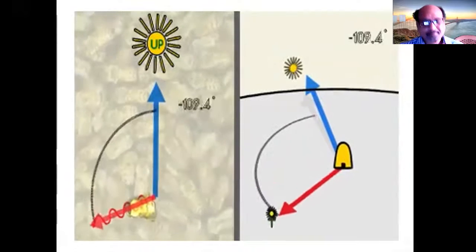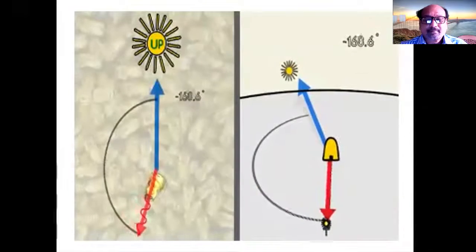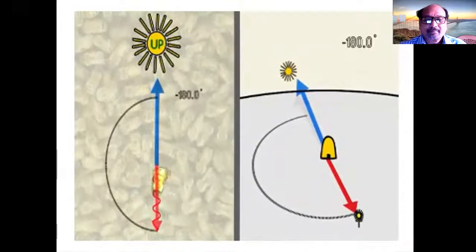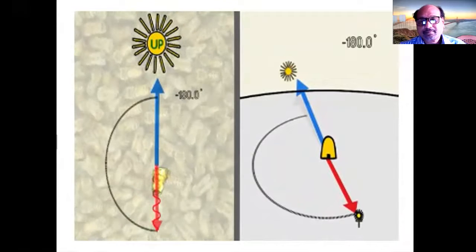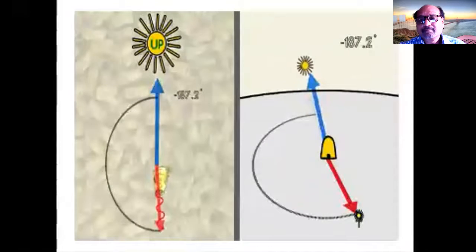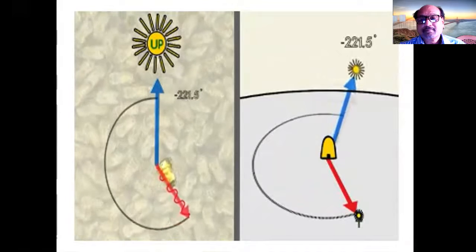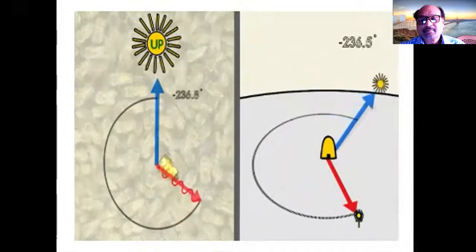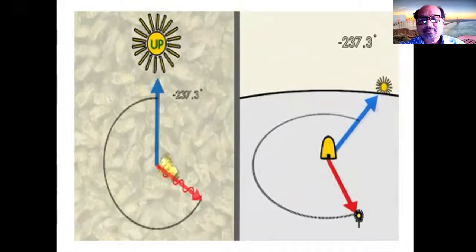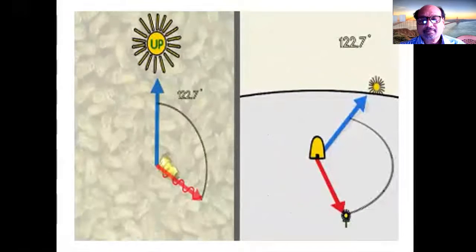A bee angling its dance towards the ground will let others know to fly directly away from the sun. As the day goes by, a bee will even use its internal clock to adjust for the movement of the sun in the sky. This lets fellow workers always know the correct direction to travel in order to find food.